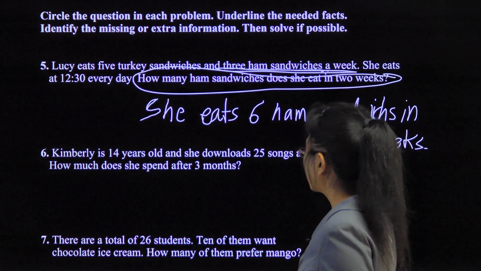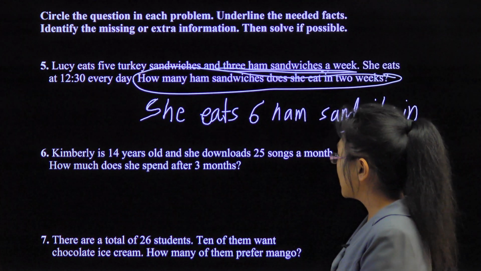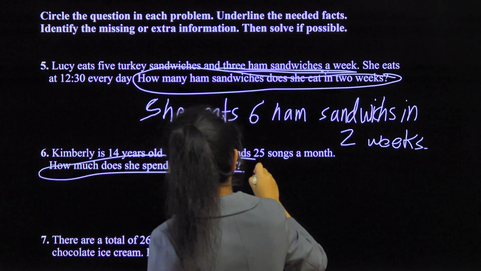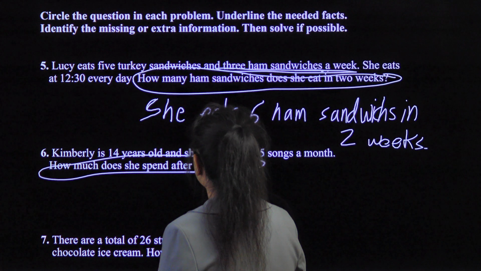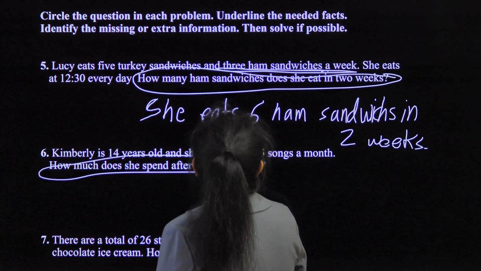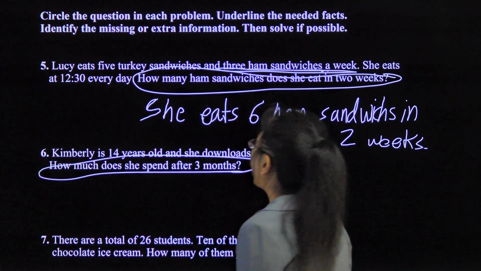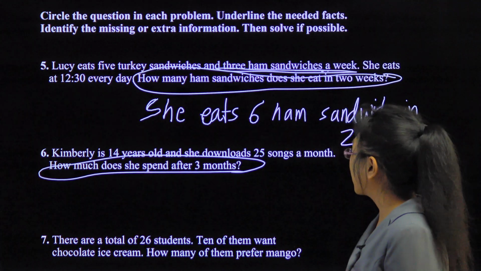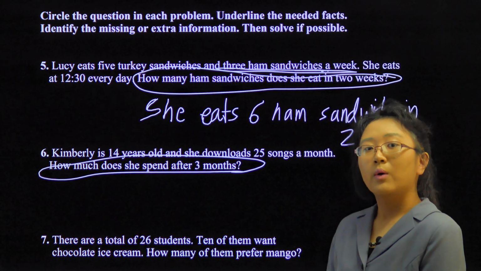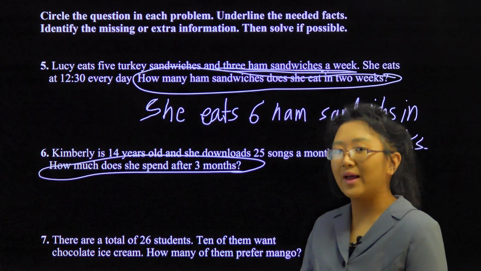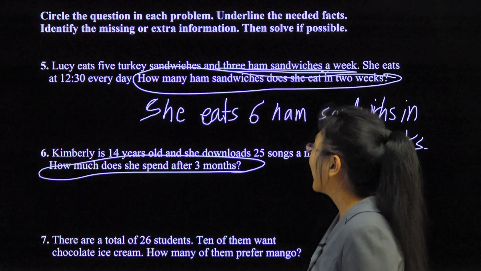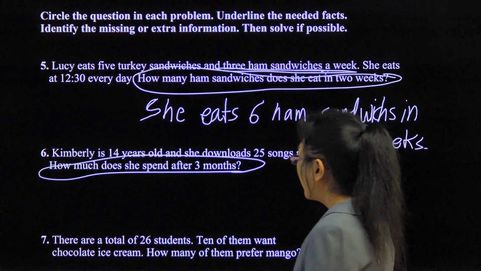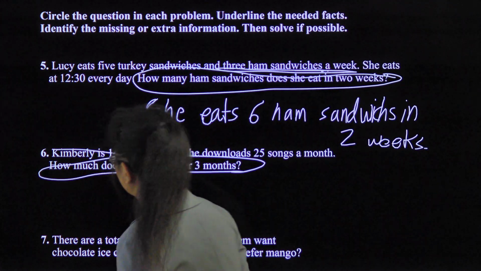Kimberly is 14 years old and she downloads 25 songs a month. How much does she spend after 3 months? So our question is, how much does she spend after 3 months? Well, we have nothing. We don't have the cost of the songs that she downloads. We don't have the cost of anything else that she spends, assuming that she spends anything else. So basically we can't solve this problem because it's missing so much information. We also don't need the fact that she's 14 years old.